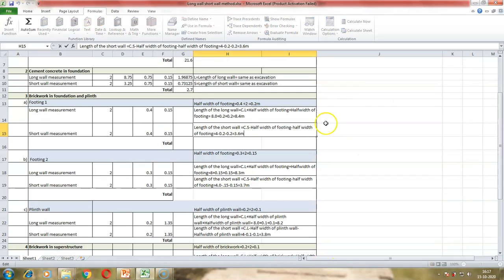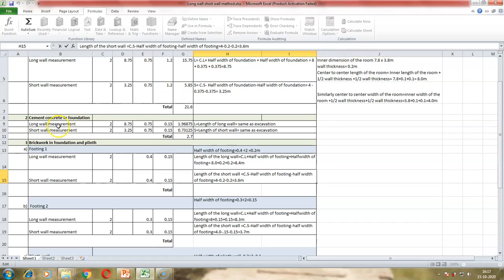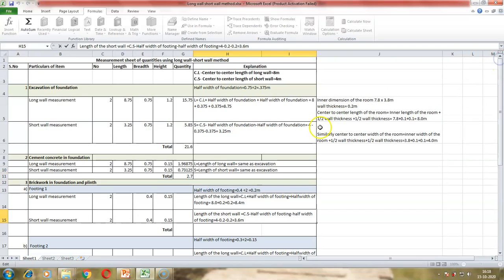So we look at the next item, which is cement concrete in the foundation. This is the same as the excavation one, because we know that the cement concrete in the footing is the largest portion of the foundation, and that is the reason why we take the same measurement for the excavation also. And so for this, we have the length of the long wall equal to what we got in the previous one, which is same as excavation.